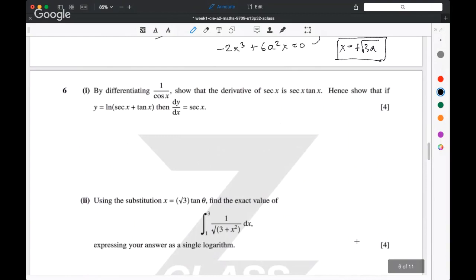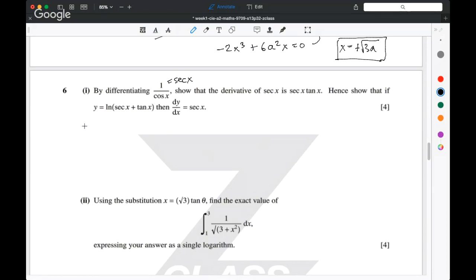Okay, question 6. This is just sort of crunching through the differentiation of trigonometric functions and using some of the identities that are in the formula booklet. So 1 over cosine of x, which is equal to sec x, that's what it's called, and we want to differentiate it. So we want to use the chain rule or the quotient rule or whatever it is that you like, but I like to use the chain rule.